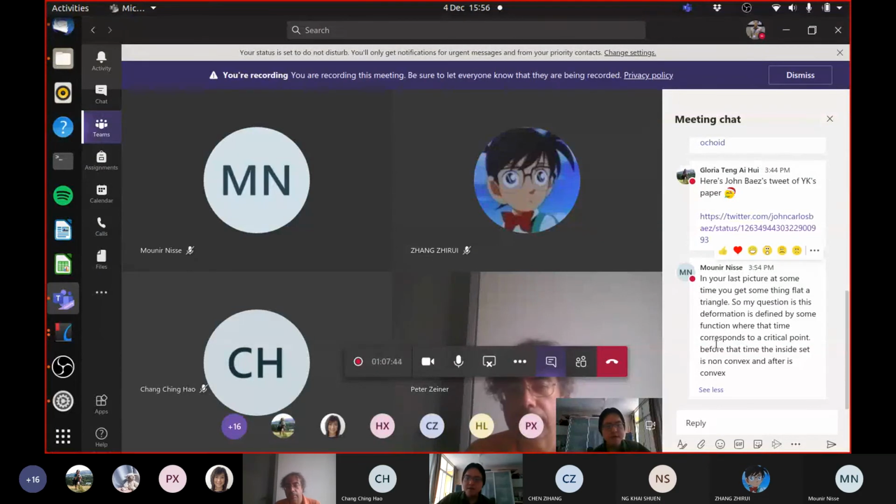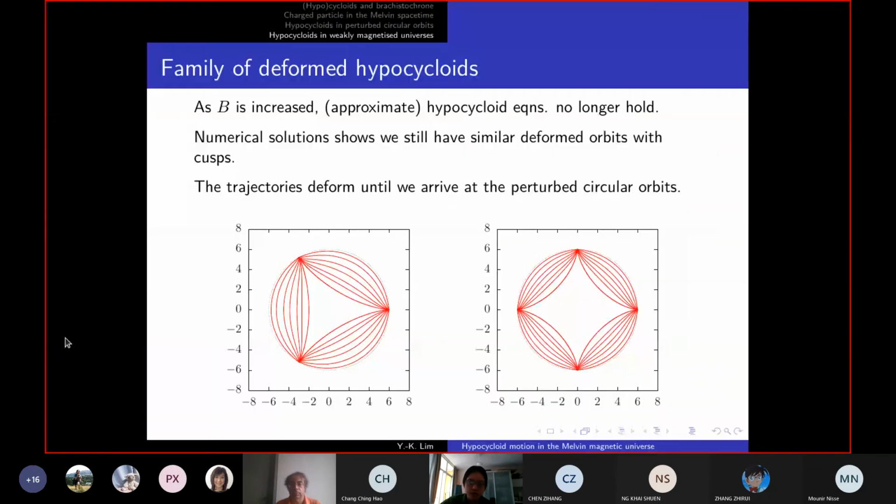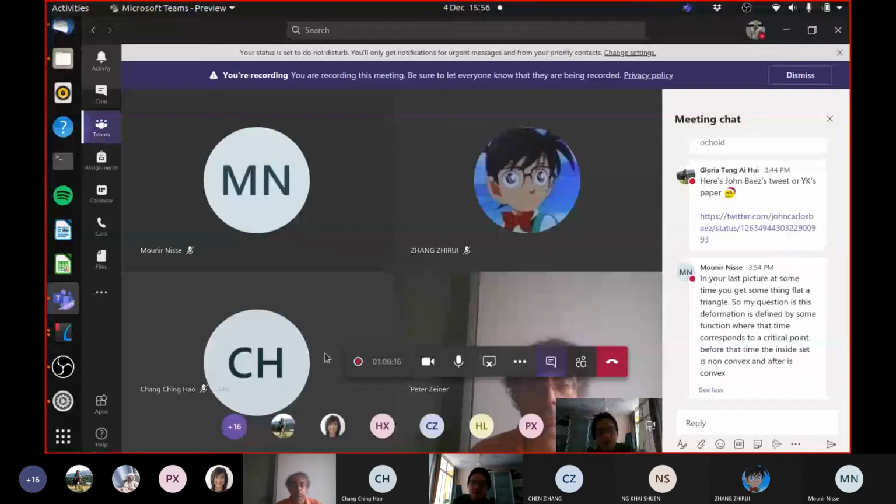Munir? So I guess the critical value will be some critical value of the magnetic field strength. So if I change the field strength, then... but my guess is also it might be a product of B times E, because you need to fine tune the charge to get the sharp corners as well. So it will be a function of E and B. Yeah, I think so.